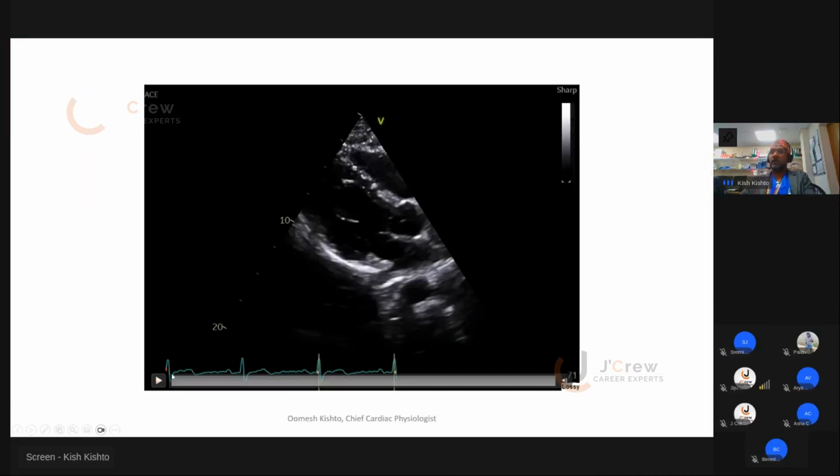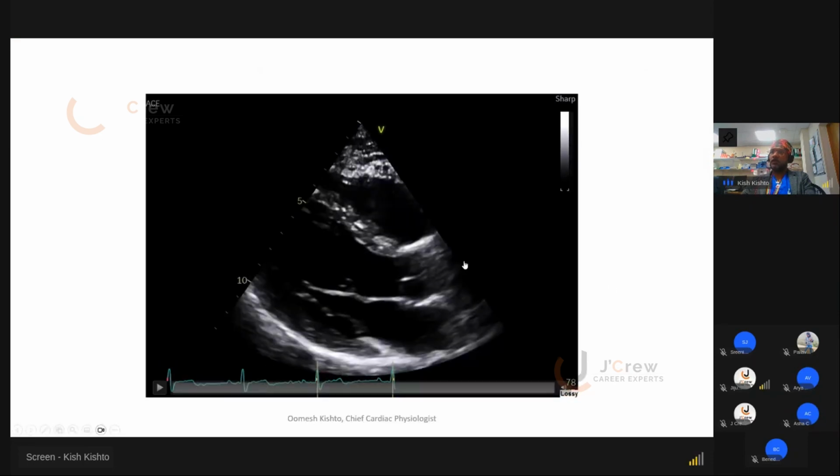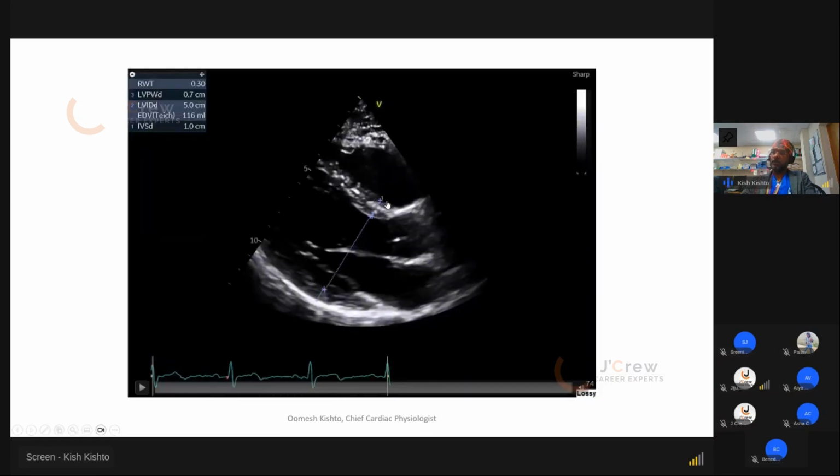So again, the parasternal long axis view: you optimize, you look, and you do your measurements of the interventricular septum, dimension, and posterior wall.